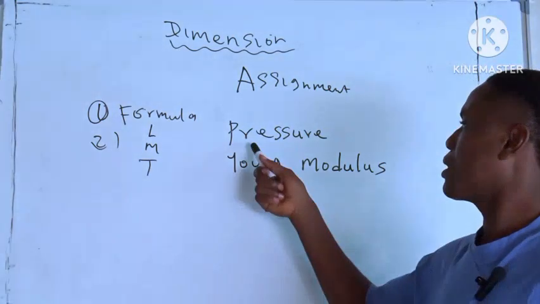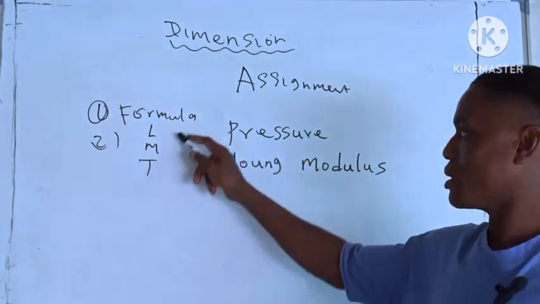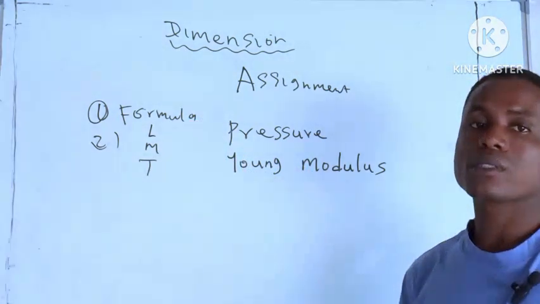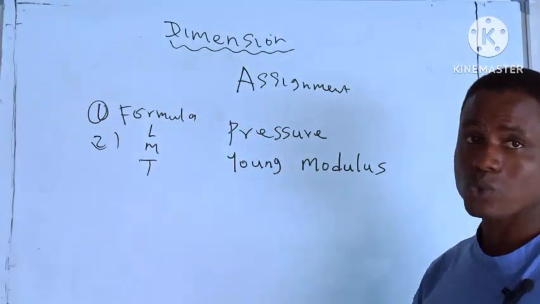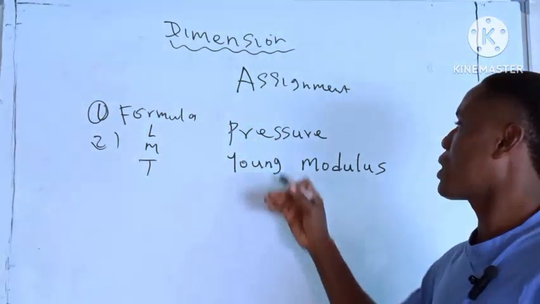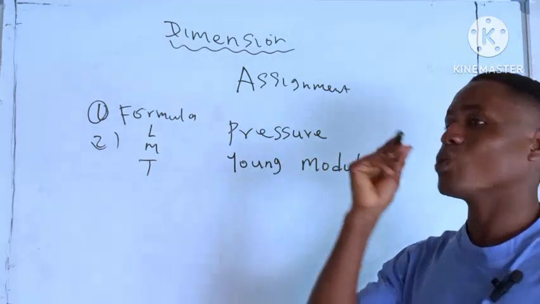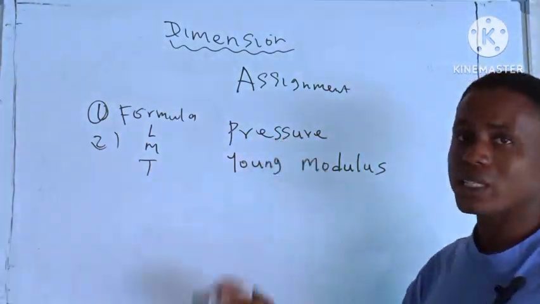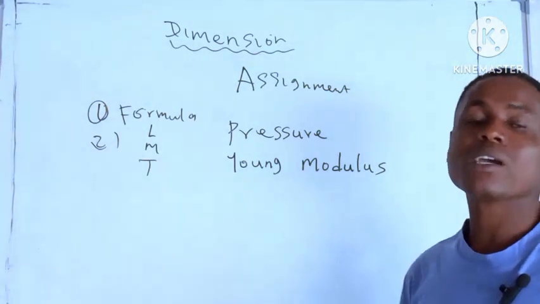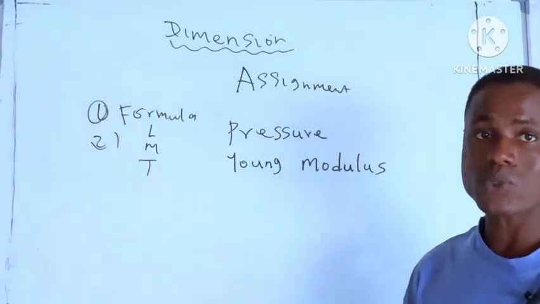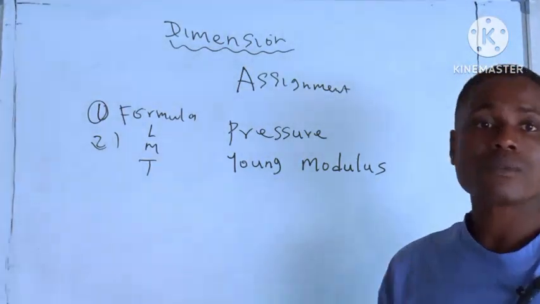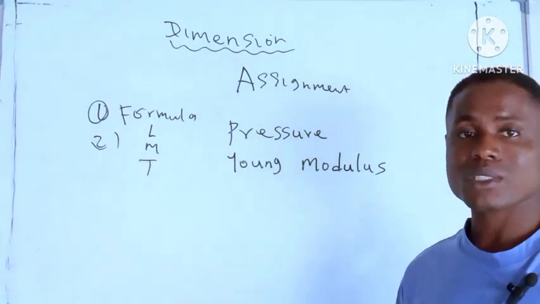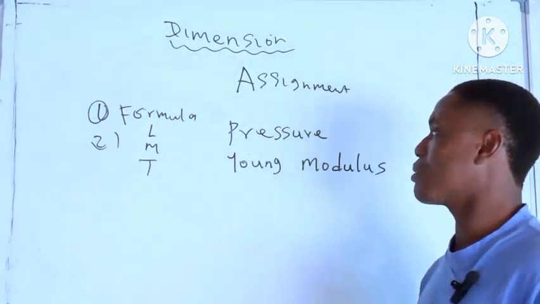Now apply these tools. Please don't forget these tools. These are the approved tools. So dimension of pressure: first, know the formula of pressure. Then try to split anywhere that is necessary. Then dimension of Young modulus: know the formula. It's very simple.